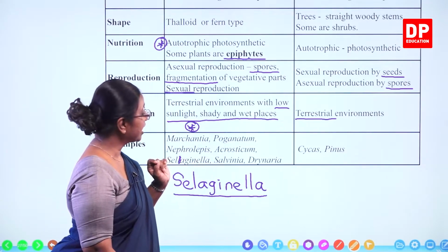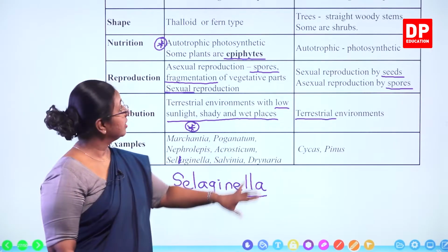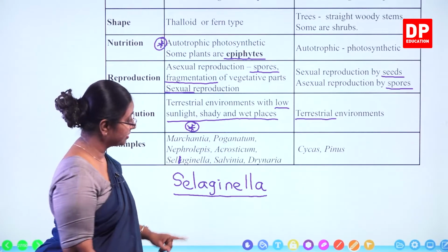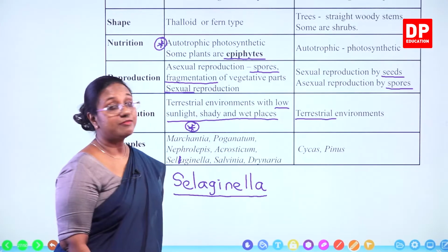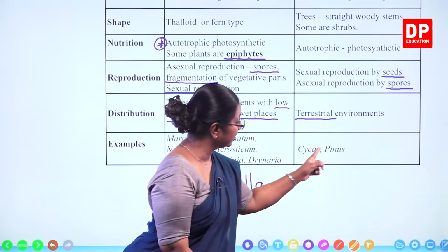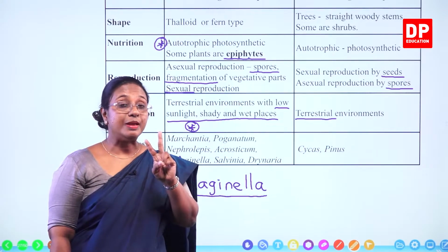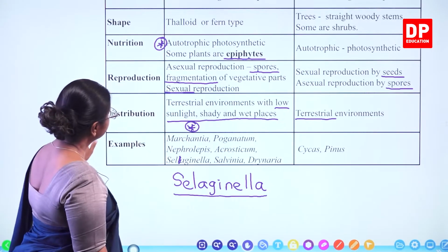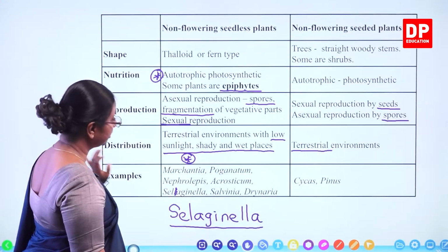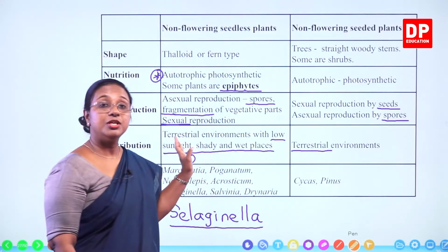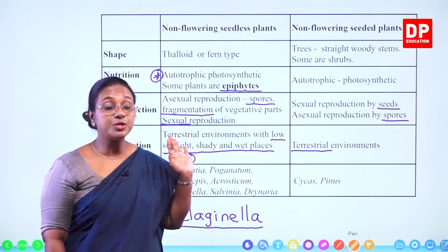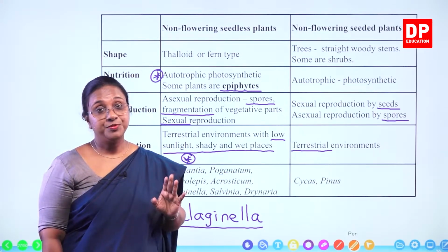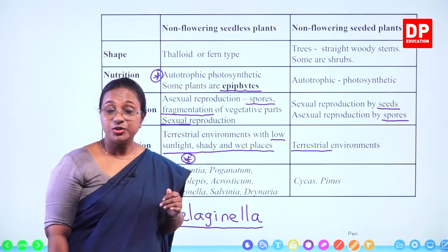So then we have Salvinia and Drynaria. These are all examples of non-flowering seedless plants. Whereas under non-flowering seeded plants, we have Cycas and Pinus. Two main plants that you need to remember. So with that, students, I think you all would have got a good understanding about the two groups of plants that fall under non-flowering plants. So with that, I will move on to the next slide.